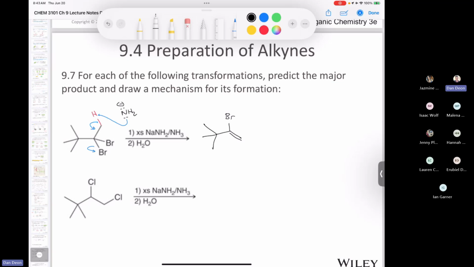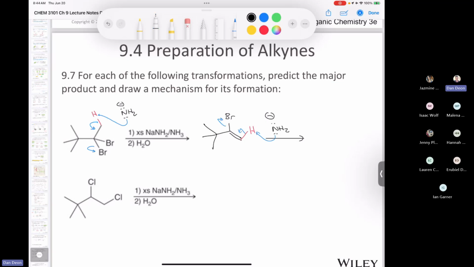Okay. So now what we're going to do is the next elimination. I know there's 2 protons here. I'm fully aware of that. I'm just going to put 1 in for instructional purposes. I certainly don't want to confuse myself again. So we'll draw another amide ion, NH2 minus. Remember, there's excess, so there's more than enough to do the job. So we're going to do another elimination like this.